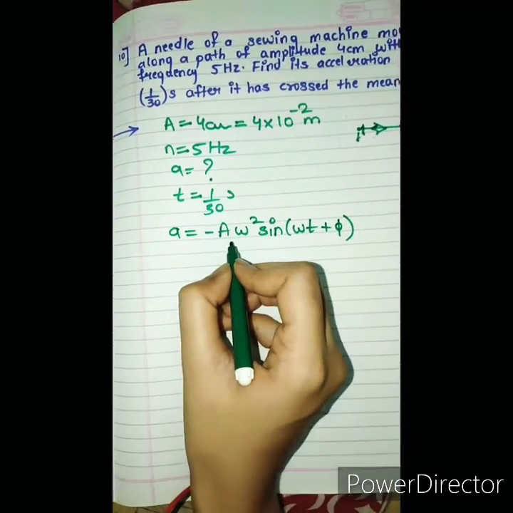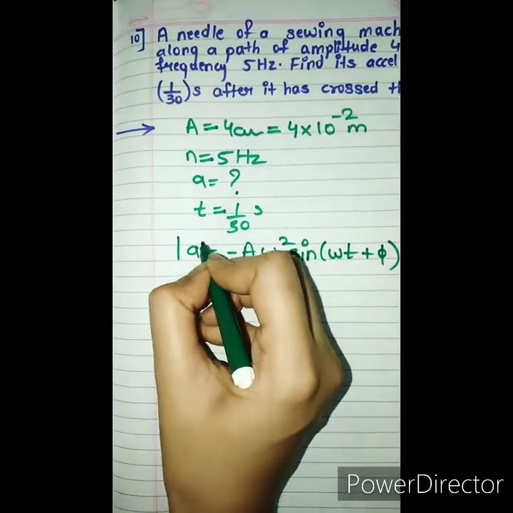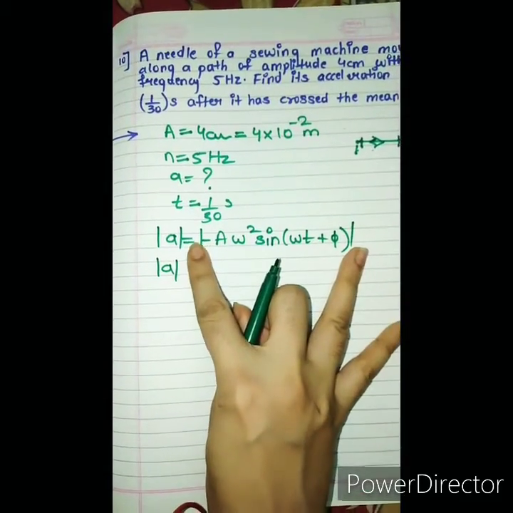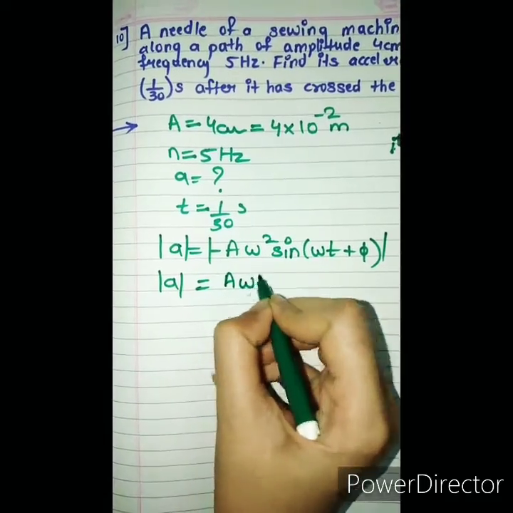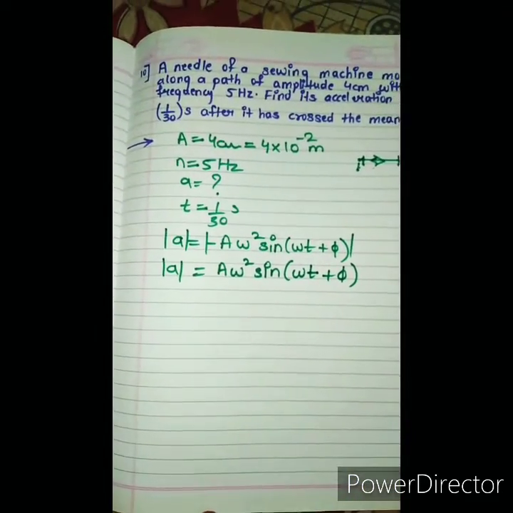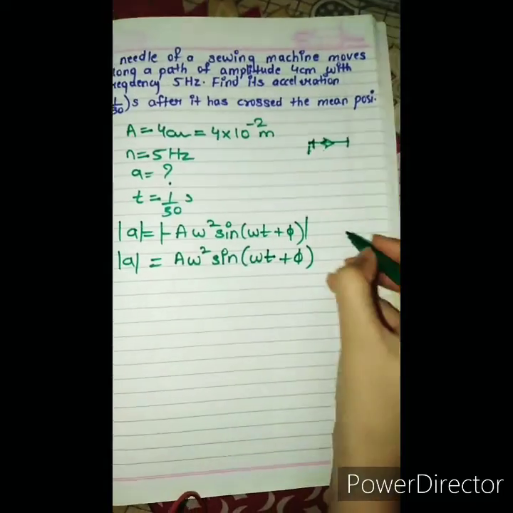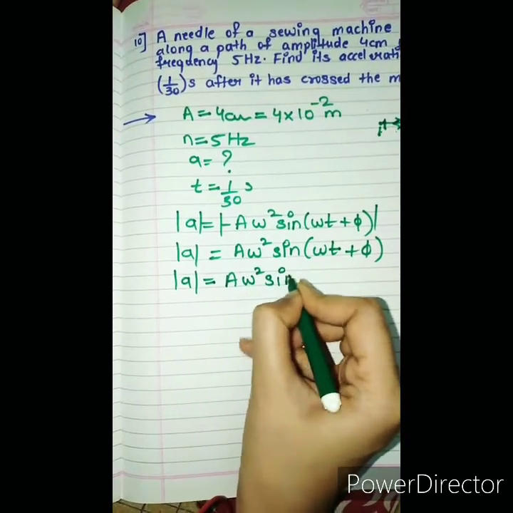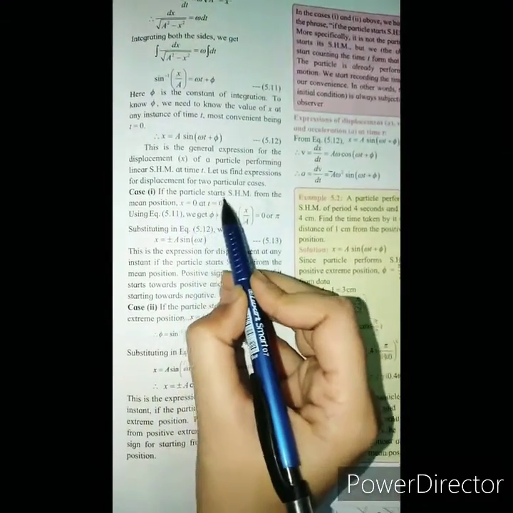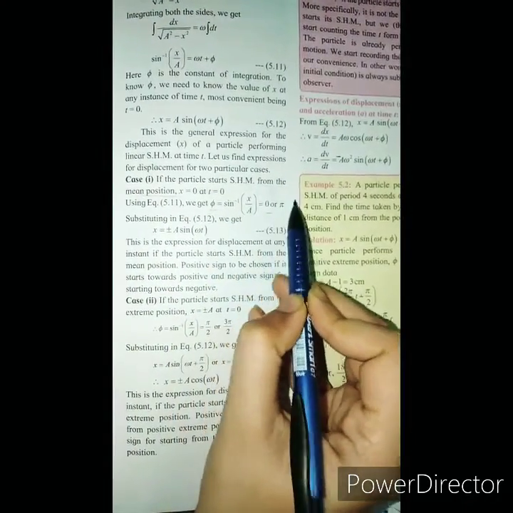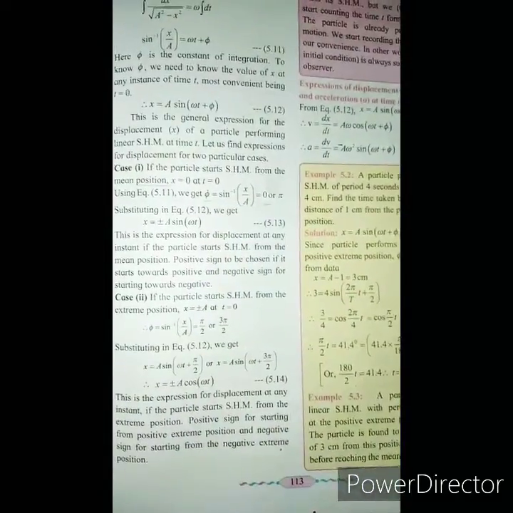Now we want the answer in positive, so we'll write here magnitude and here a magnitude. So this remains in magnitude, and the magnitude takes away the minus sign. So A omega square sine of omega t plus phi. Now for acceleration, when it starts from the mean position, phi is nothing but 0. So the formula gets reduced to A omega square sine omega t. You can see in your textbook, page number 113, if the particle starts SHM from the mean position, phi will be either 0 or pi. So let's take phi as 0.